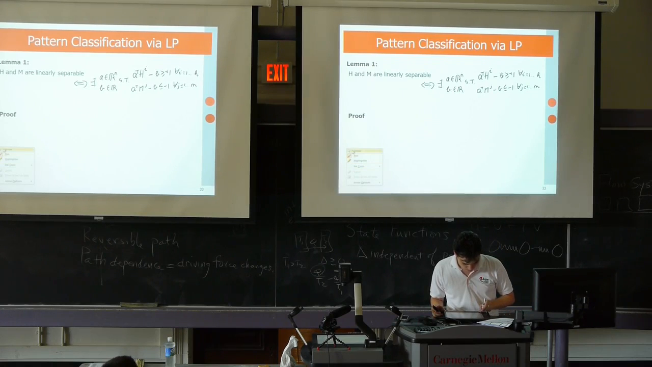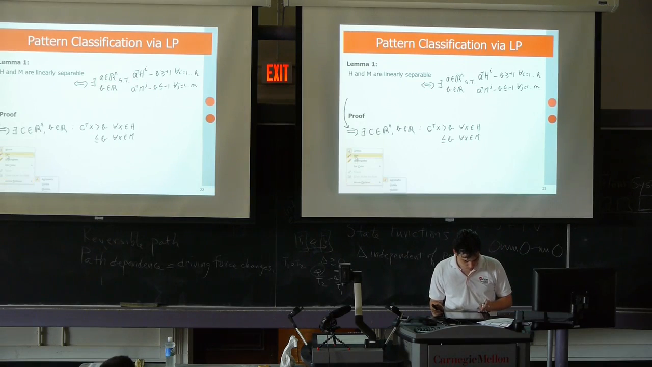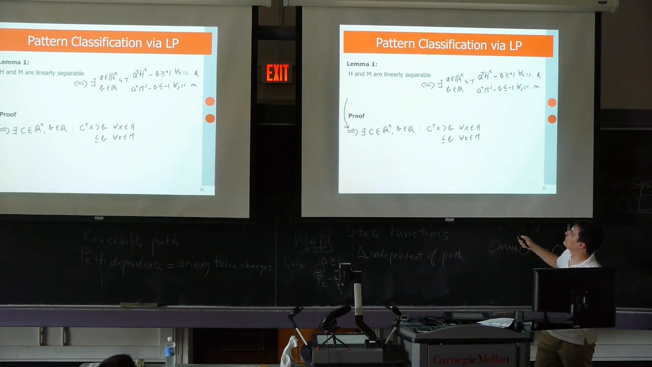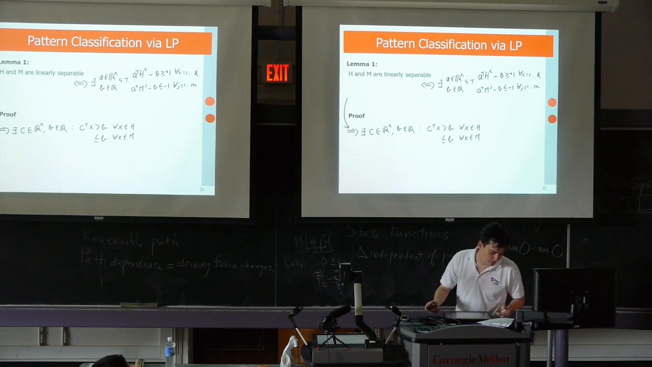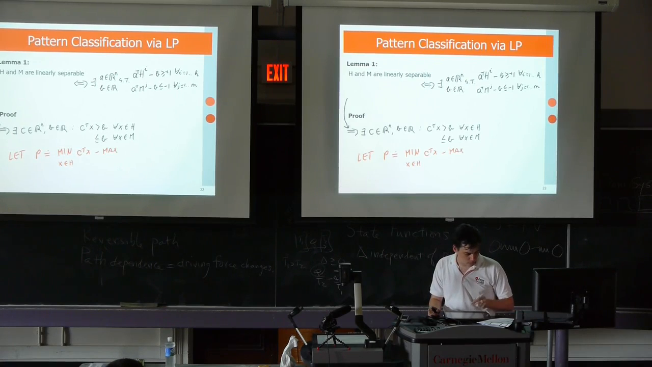So what we just discussed is, from the definition we know that there exist C and D such that C transpose X is always bigger than B when the points are in H, and C transpose X is not bigger than B when the points are in M. And we need to find an A and B. Let's say P is a number defined such that this is the minimum of C transpose X when X is in H, minus the maximum of C transpose X when X is in M.